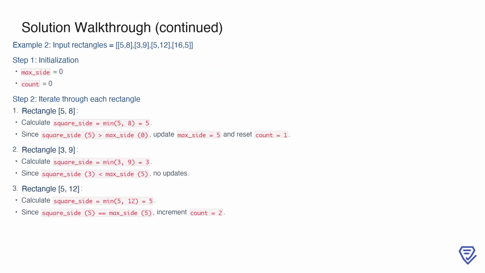Now, we take a look at the second example, where the input rectangles are [5, 8], [3, 9], [5, 12], [16, 5]. As before, we initialize max_side to 0 and count to 0. For the first rectangle, 5, 8, the square side length is min(5, 8) equals 5. Since 5 is greater than the current max_side of 0, we update max_side to 5 and reset count to 1.